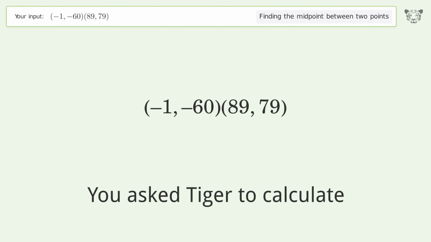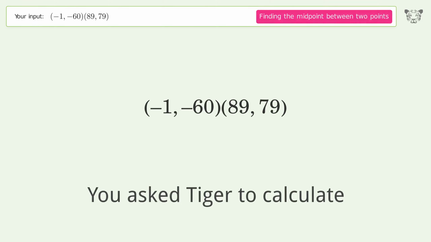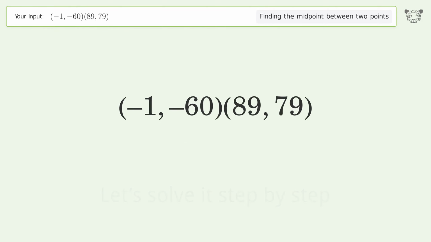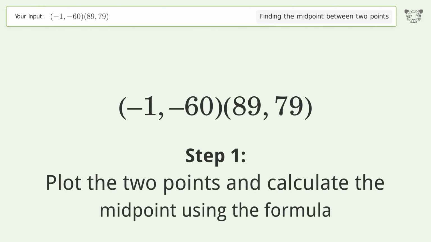You ask Tiger to calculate. This deals with finding the midpoint between 2 points. The midpoint between the 2 points is 44, 9.5. Let's solve it step by step. Plot the 2 points and calculate the midpoint using the formula.